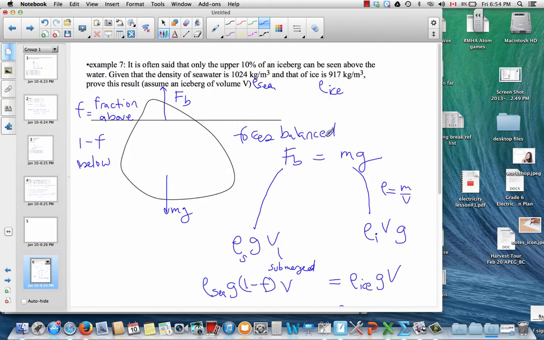So this is another application of our analysis of buoyancy and buoyant forces.